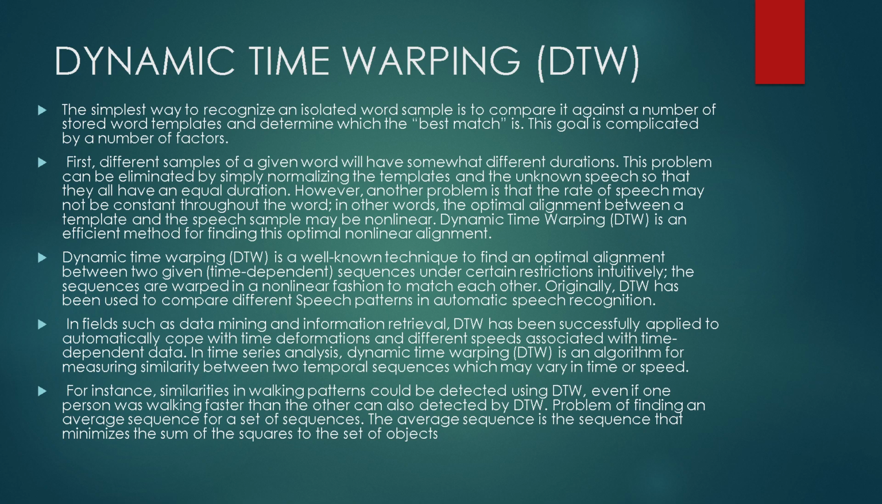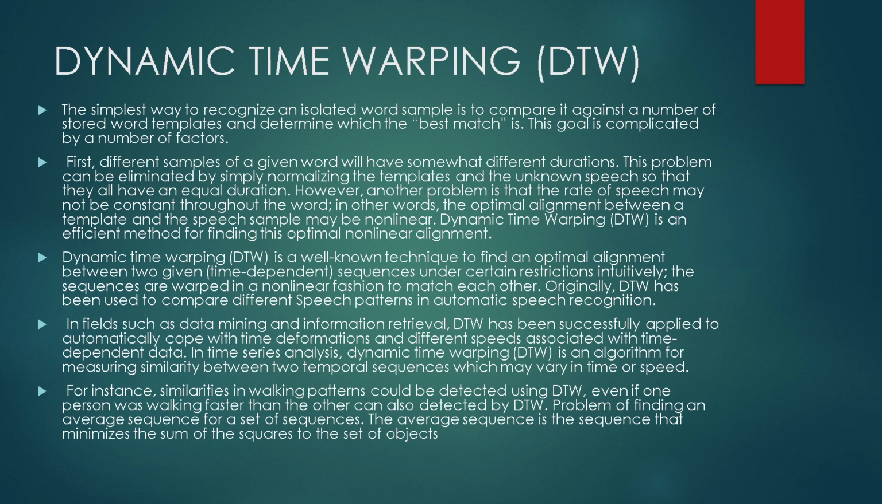How it works, the dynamic time warping comes into the scene. The simplest way to recognize an isolated word sample is to compare it against a number of stored word templates and determine which is the best match. So the template is something which is a blueprint. Let us consider a template as a blueprint. So if we are doing something, we'll have a blueprint about it. So we'll have numerous templates of words. What we speak is compared to those templates, to find which is the best match.